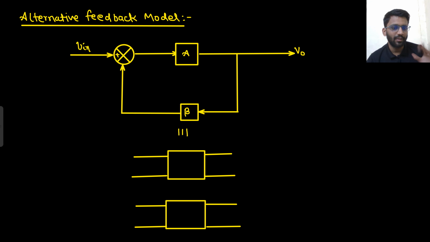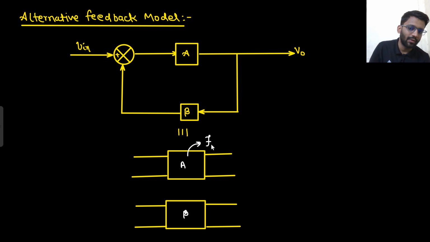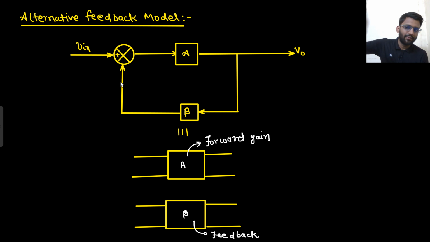Now I am going to teach one more method of showing the feedback model. So this is our forward gain, that is A, and this is our feedback factor beta. This is known as open loop gain as well, and sometimes people call it forward gain as well. But the terminology is not that important. So what was actually happening? Some V in was coming, output was being multiplied with the factor of beta, V naught, and was being fed to the input.